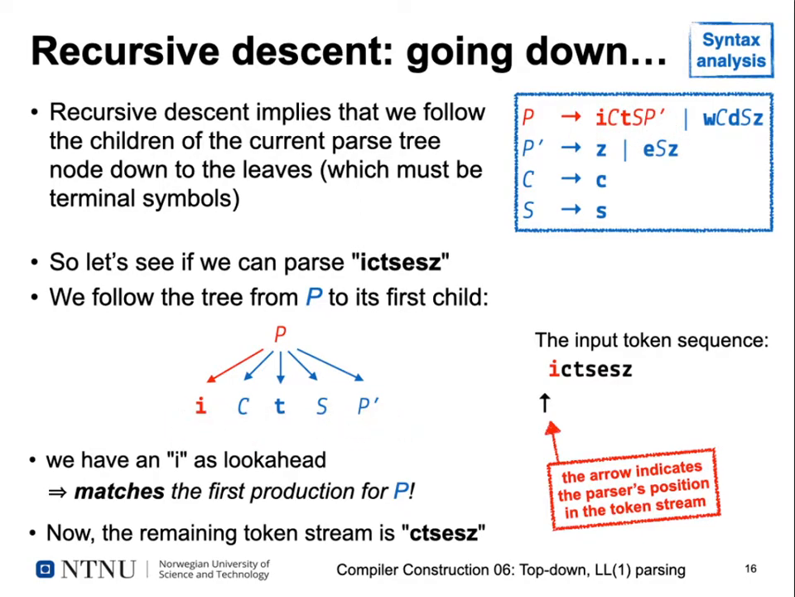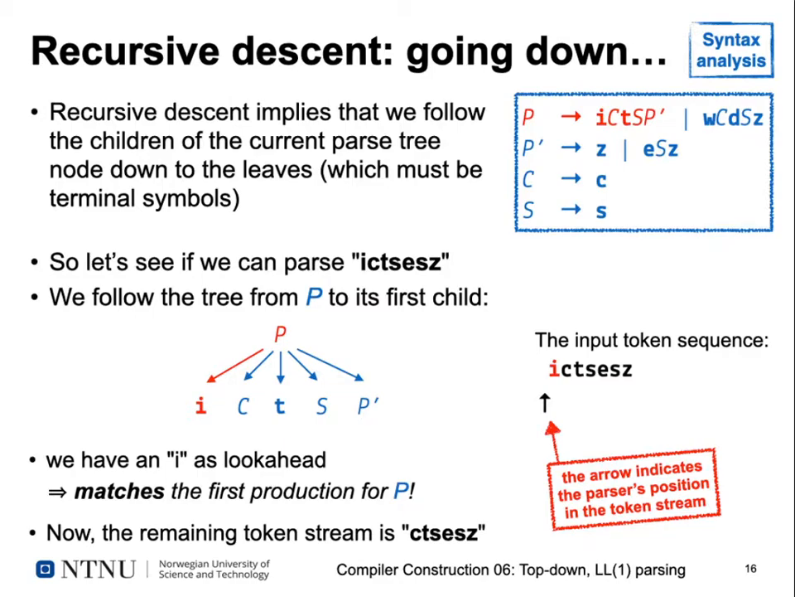So let's now see if we can parse ICTSESZ. We follow the tree from P to its first child, and on the right-hand side we've visualized the input token sequence. At the beginning of our parser, the arrow indicates the parser's position in the token stream. We've just started and we figured out we need to start with P. So we can expand P to this sequence here, and now we can read the first input character and see, hooray, it's an I.